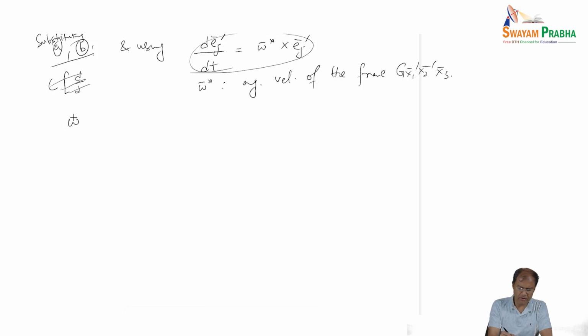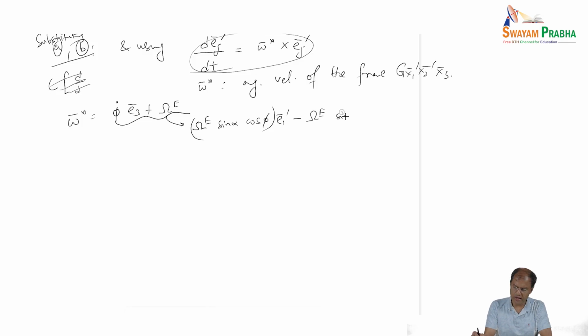So my omega star comes out to be phi dot E3 plus omega E. We can expand this omega E into the moving frame, and this entire expression is omega E sine alpha cos phi E1 prime, minus omega E sine alpha sine phi E2 prime, plus phi dot plus omega E cos alpha, and this is my E3 vector, and this is set equal to 0.